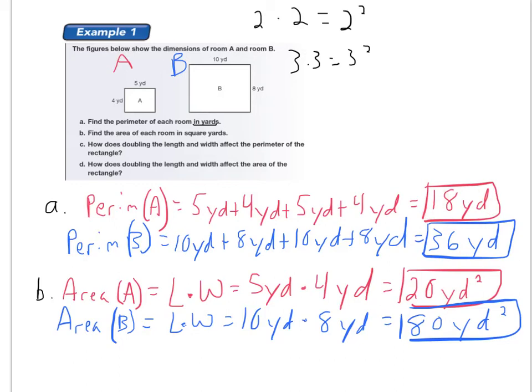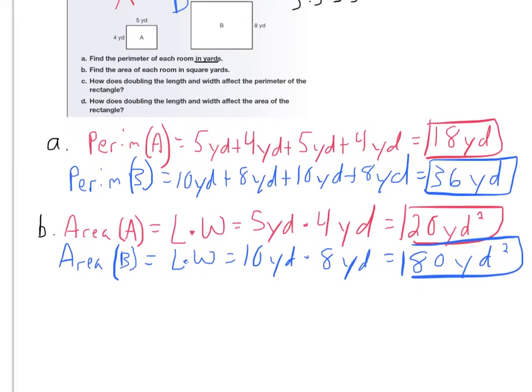Well, I'm looking going, well, 18 times 2, that's what doubled means, times 2. 18 times 2 is 36. So doubling the lengths and widths doubled the perimeter too. Okay, that will always have that effect. If I double both the length and the width, then the perimeter will be doubled. Okay, so I'm just going to say that the perimeter doubles if we double the length and the width.